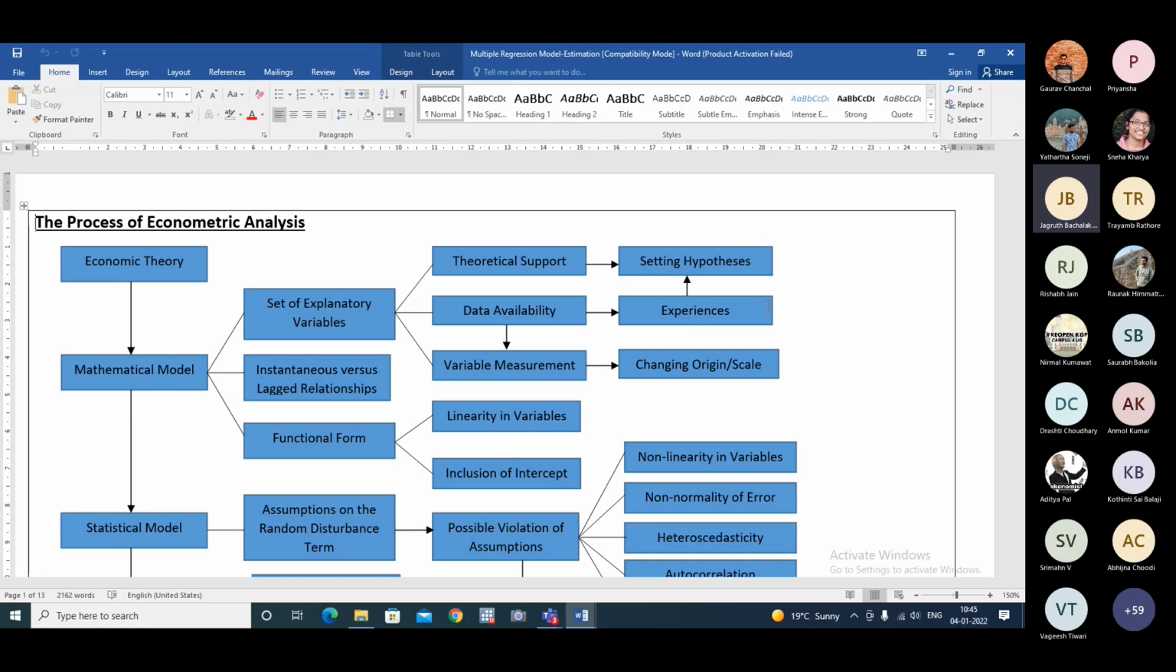There are certain standard theories, but if one carries out a primary survey, visits the field, one may get many important insights. Then, combining the theories and the experiences from the field, one may define the mathematical model, which variables to be included in the model, and accordingly, the hypothesis may be set.